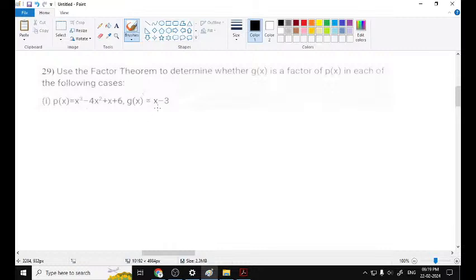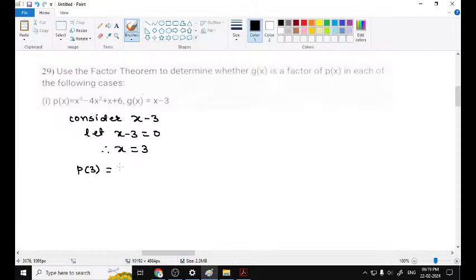To find out whether this is a factor or not, we have to find out 0 of this divisor. Our divisor is, consider x minus 3 and let us find its 0. Let x minus 3 is equal to 0, so we get x value as 3. Now let us find out value of this p of x at x is equal to 3, that is called as p of 3. Our p of x is x cube minus 4x square plus x plus 6.